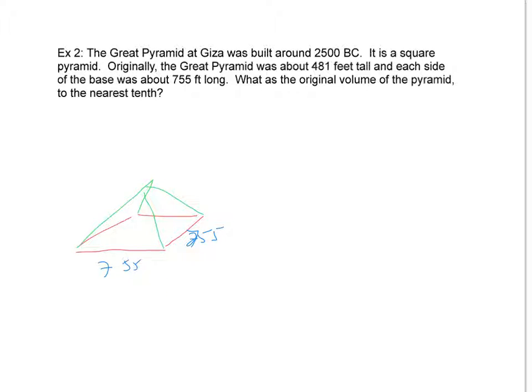That's a 7, just so we know. And I have a height of 481. So I know that the volume of my pyramid is 1/3 the area of the base, which is 755 times 755, times my height, which is 481. I'm going to whip out my calc right now. I got 755 times 755 times 481, all divided by 3.